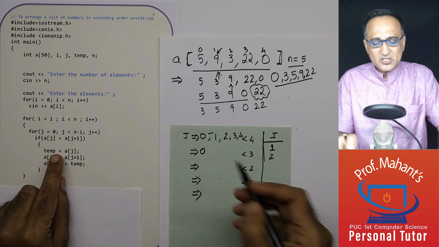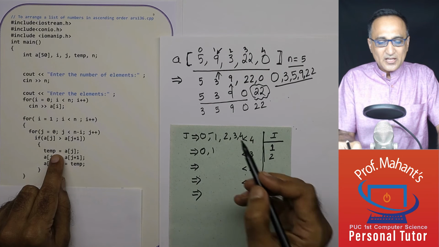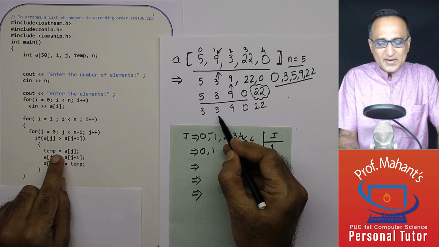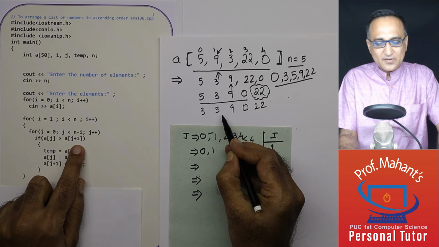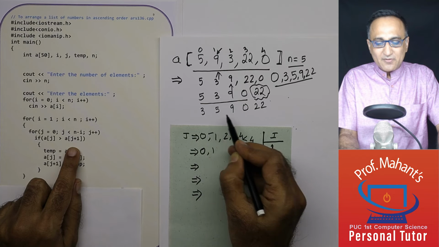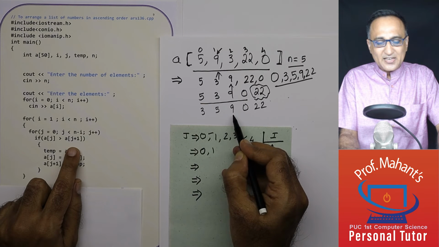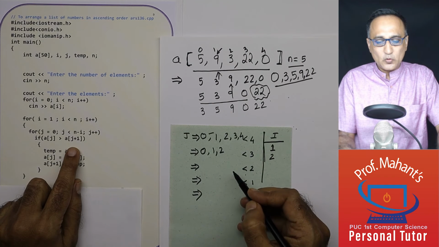Now once I do the exchange, I am increasing the value of this as 1. Now A of 1 is 5. I am comparing A of 1 with A of 1 plus 1, which happens to be 9. So when I am comparing A of 1, which is 5, with 9, is 5 greater than 9? False. So I don't worry. I increase the value of j by 2.